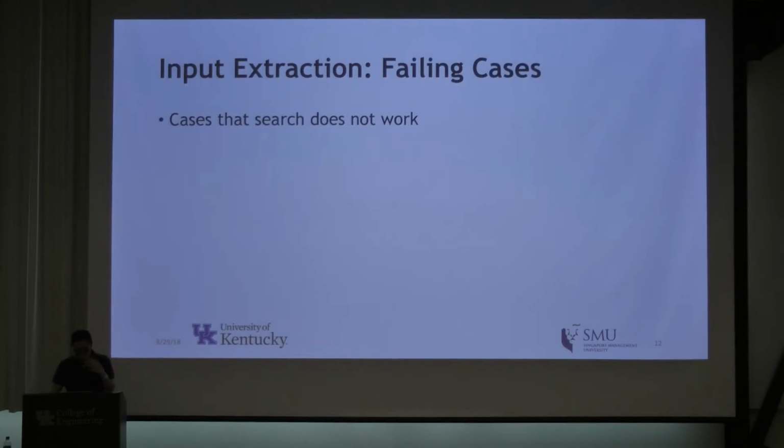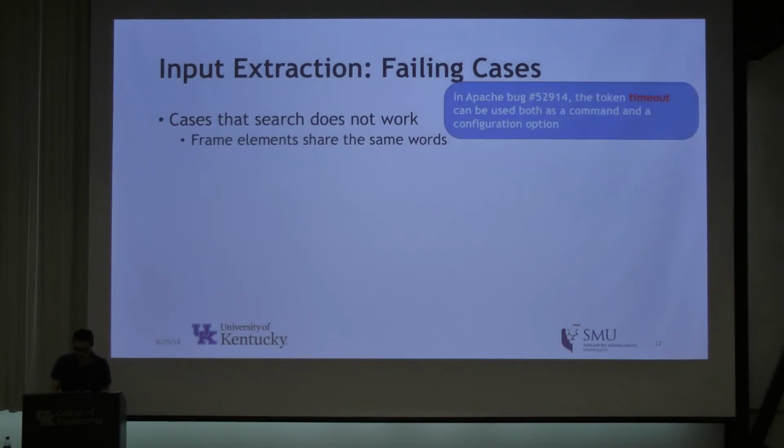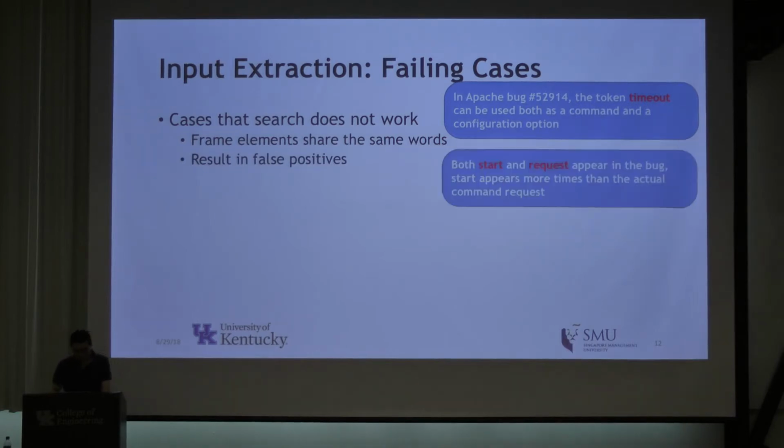Naturally, we would think that in order to get all those test frame elements, why can't we just use a grep-like search method? However, it doesn't always work. For instance, for elements that share the same word, like in this Apache bug, the keyword timeout can be used both as the command or as the configuration option name. There's no way the search method knows how to distinguish the two. The search method could also result in false positives. In the same bug, both start and request appear, and request is the actual command that triggers the bug. However, if we use the search method, start actually counts more than request, and will hence rank higher than the actual command.